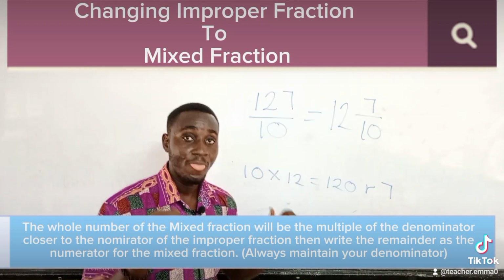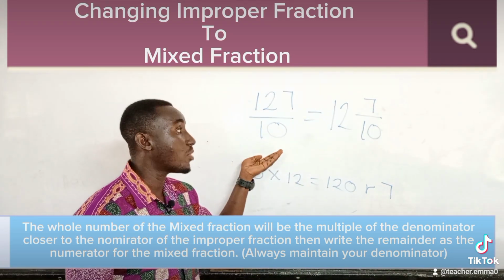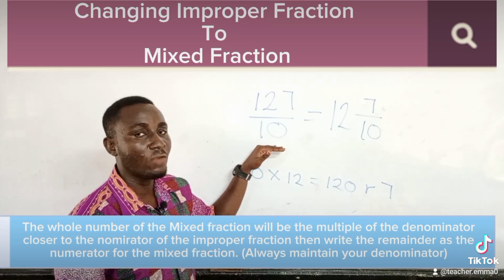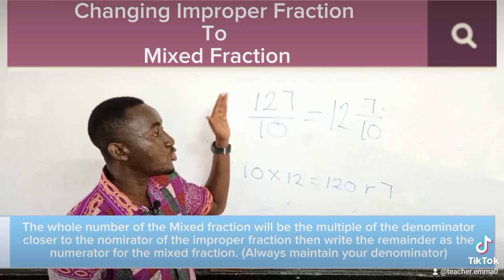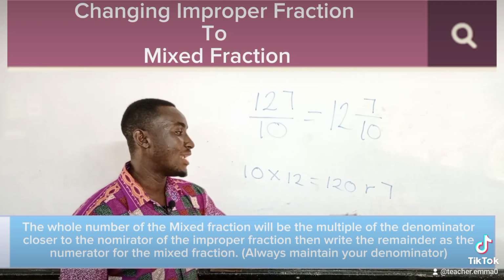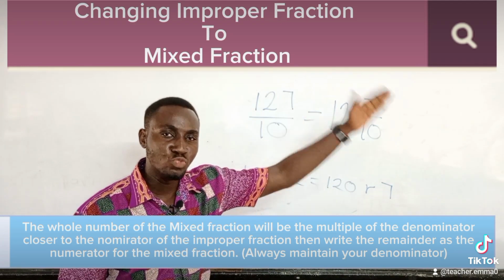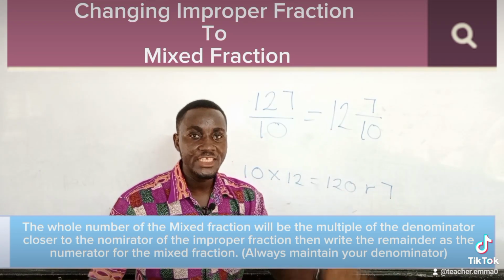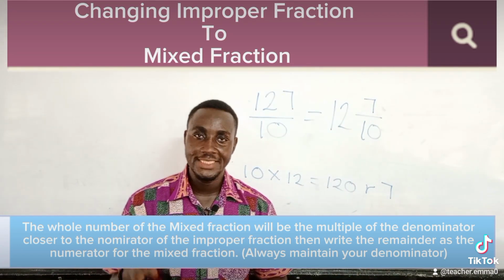So to convert a number from an improper fraction to a mixed fraction, always look for the multiples of the denominator that is closer to the numerator and write the remainder as the numerator for the mixed fraction. This brings us to the end of today's lesson.